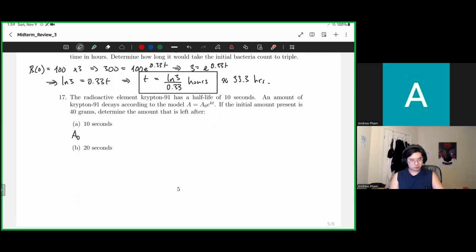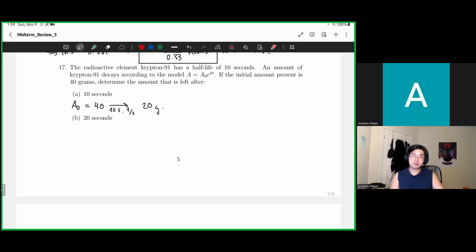So A0 is 40. And I'm saying after 10 seconds, my initial amount of krypton 91 is just going to be cut in half. So after 10 seconds, a half-life occurs. So 10 seconds, one half-life is just dividing by 2. So A0 goes from 40 to 20 grams. All right.